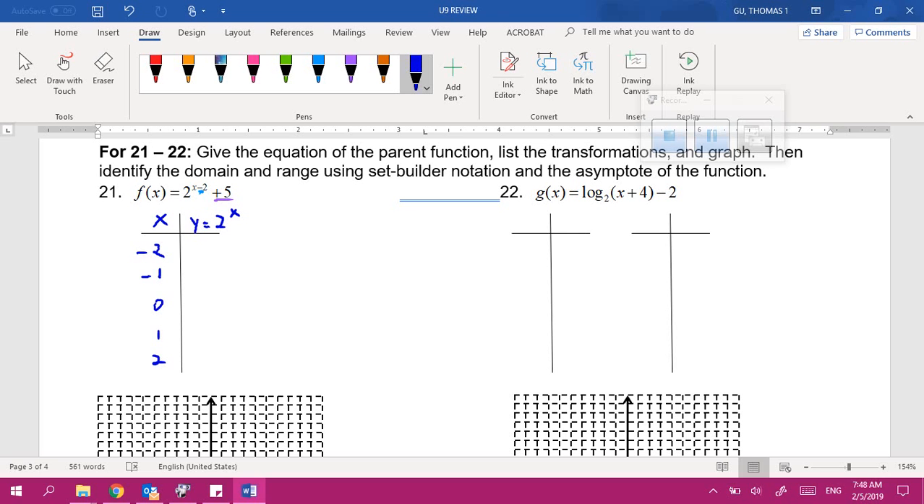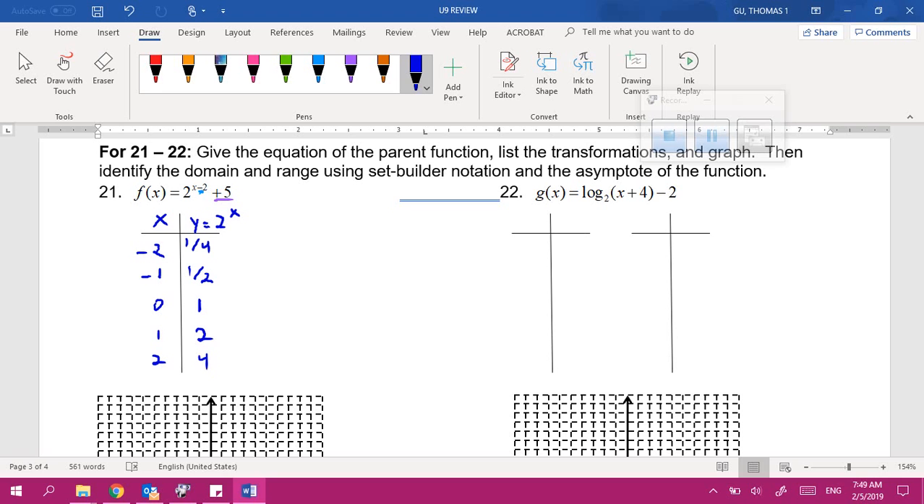All right, so where should we start? 0. When it's 0, what do I get? 1, right. So that's always the parent function point. If I plug in 1 to x, what do I get? 2, because that's going to be 2 to the first. If I plug in 2 to x, what do I get? 4. Now that I've got the positive 1 and positive 2, what would -1, -2 be? 1/2 and 1/4. That's right.